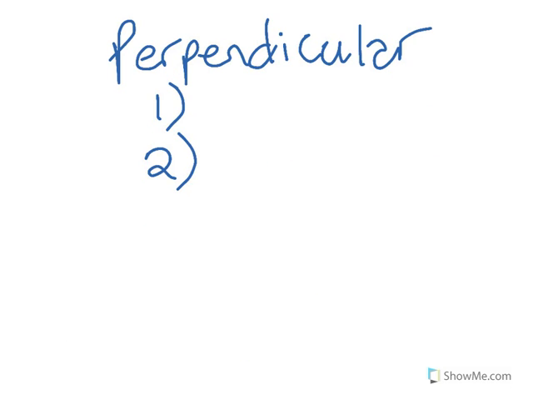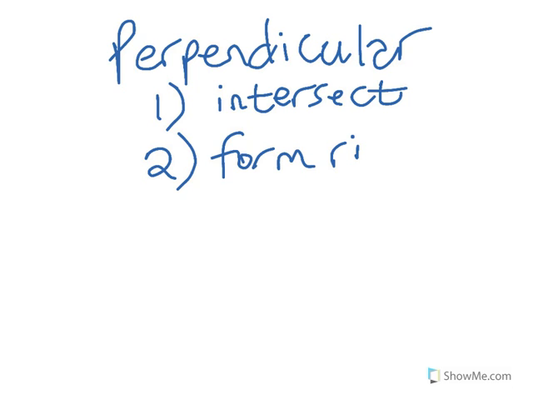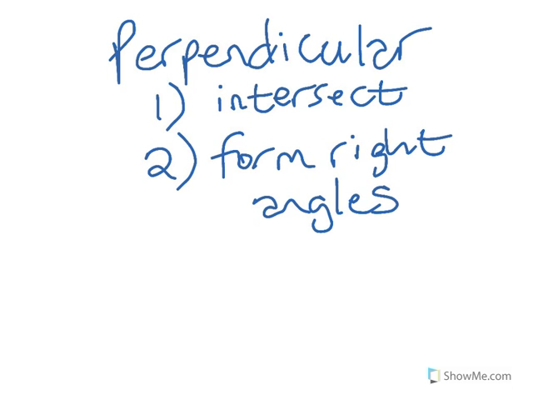There are two conditions that are sufficient for a pair of lines to be perpendicular. First of all, they must intersect. And since they're intersecting, they'll be on the same plane. The second thing that has to happen is that at the intersection, they have to form right angles. They actually form 4 of them. So perpendicular lines form 4 right angles.